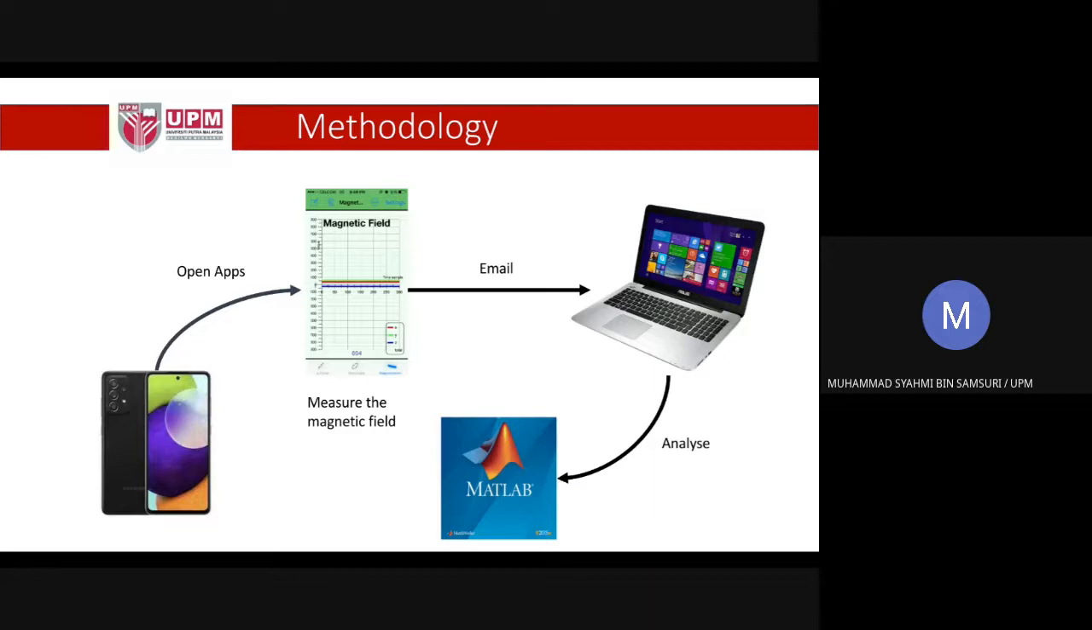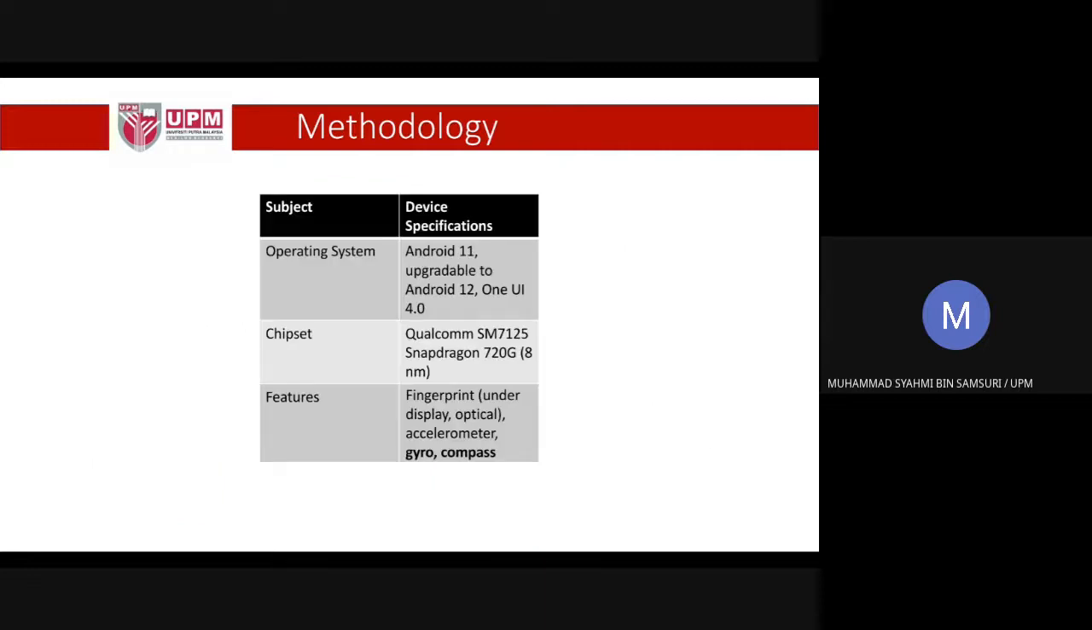Next, I'm using a Samsung A52 as my mobile phone to collect the measurements. My device is built in with a magnetometer. By using the software application Physics Toolbox, I email the data to store the database and then analyze it using MATLAB for the algorithm. This one is the specification for my device. The operating system is Android 11.